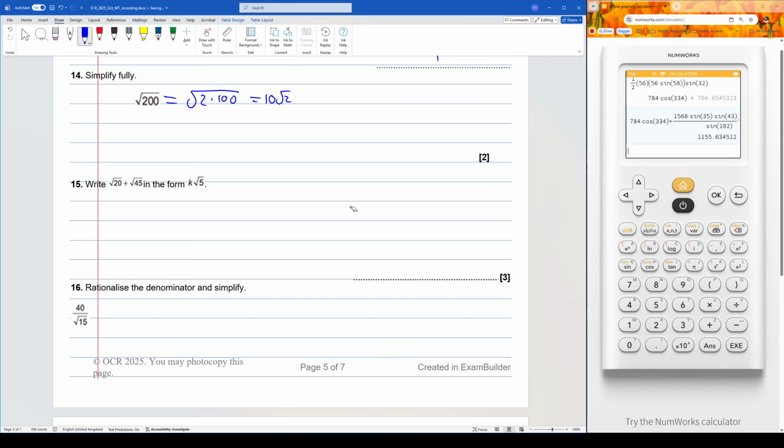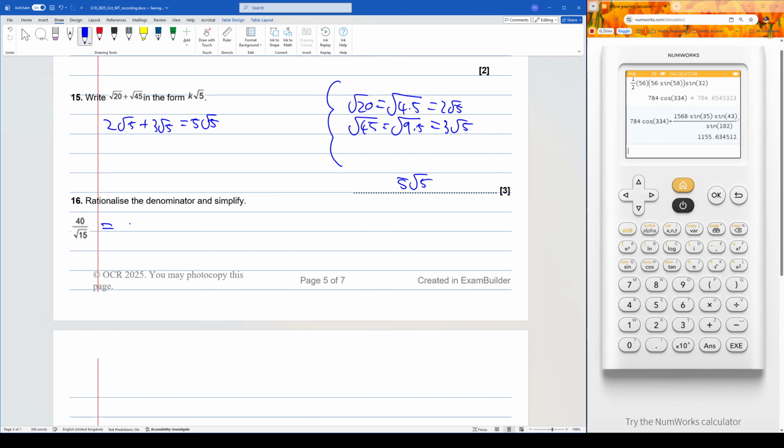I should do that in a bubble at the side. So root 20 is root 4 times 5, therefore 2 root 5. Root 45 is 9 times 5, therefore 3 root 5. So 2 root 5, add 3 root 5, gives me 5 root 5. And now rationalize this denominator. 40 root 15 out of 15, which when I simplify it, I get 8 root 15 over 3.